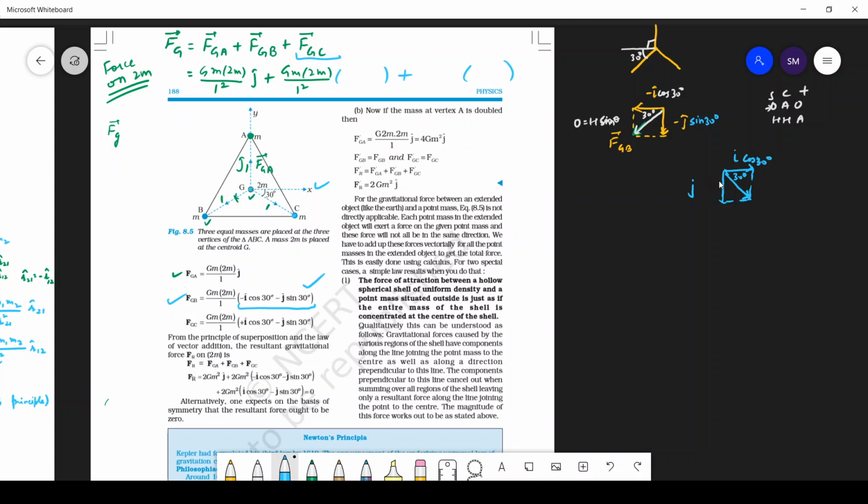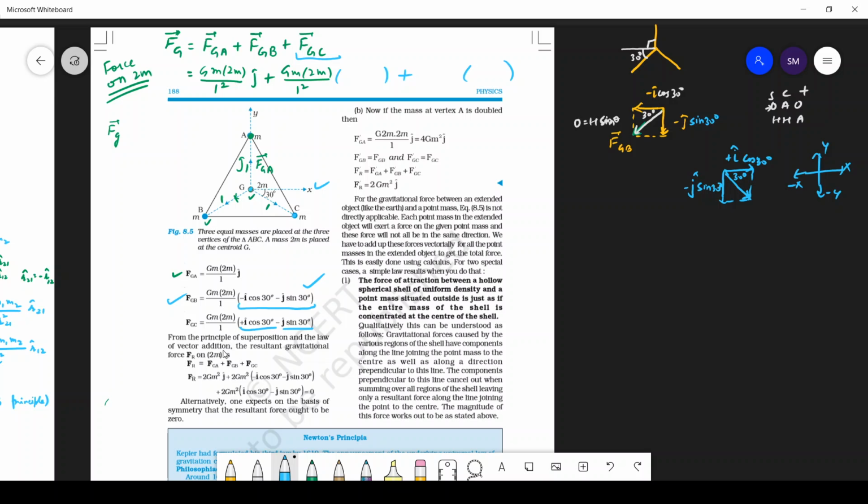So here this j is in negative direction, so minus j sine 30. That's the same downward, but this is on the left hand side, this is on the right hand side, and you know the left hand side x is positive, and this y is downward, right? So that's plus i cos 30 minus j sine 30.